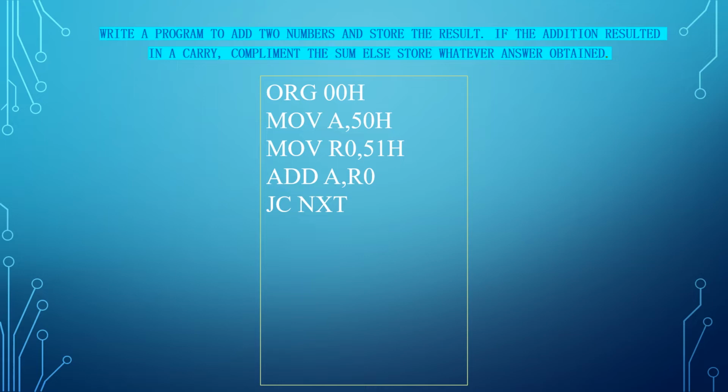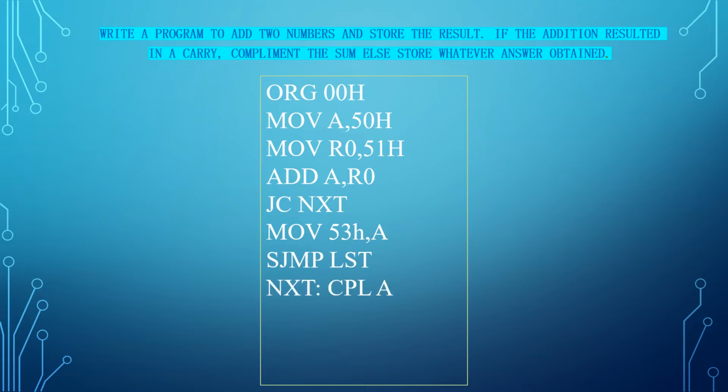And if there is no carry, we will come to the next instruction where we move the answer from the accumulator into one of the locations. So here we are using 53 for storing the answer. And after storing the answer safely in the target location, we are branching over to another label part of the code, LST.